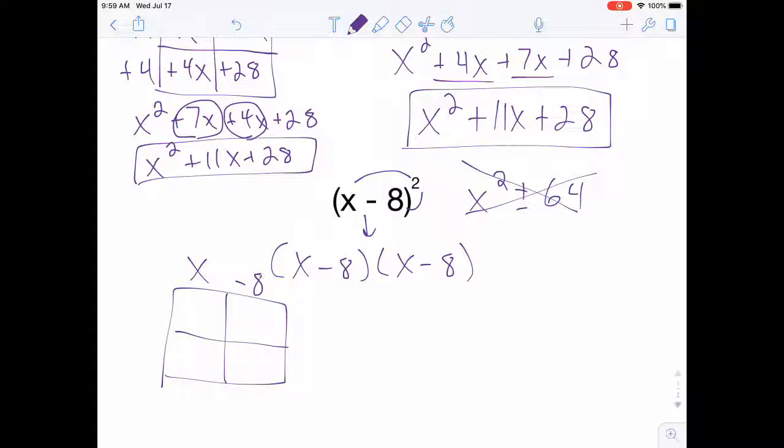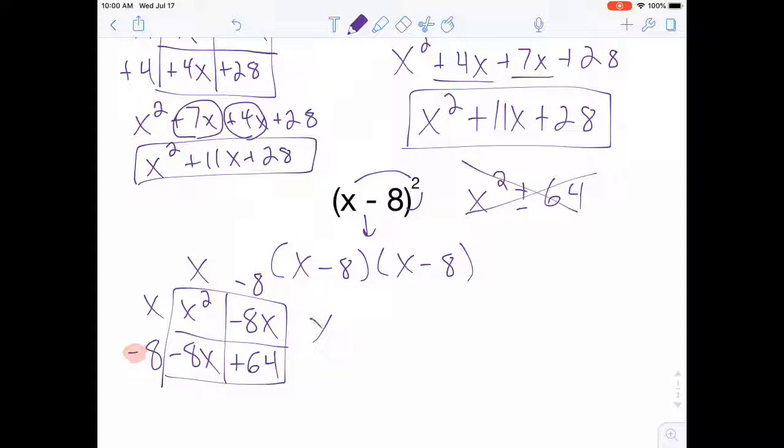X minus 8, x minus 8. If you notice, I put my minus sign, or even if it's plus or minus, I put it in front of that term there. A lot of people will put it in the middle, and then they'll make the mistake of not multiplying negative 8. X times x is x squared. Negative 8 times x is negative 8x. Negative 8 times x is negative 8x. And negative 8 times negative 8 is positive 64.